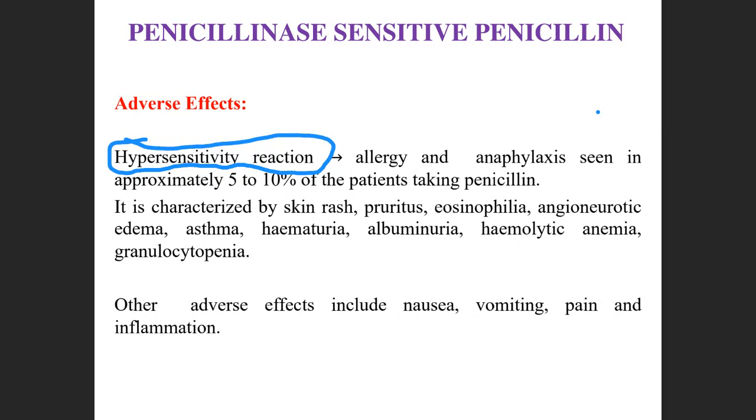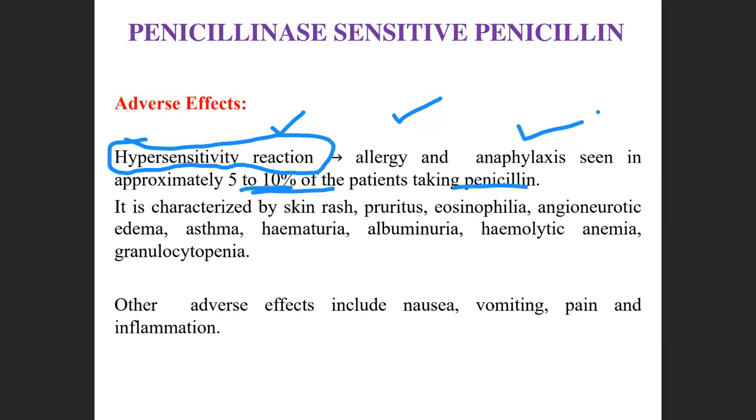A smaller dose has to be tested first, and if the patient has an allergic reaction, then penicillin should not be given. If the patient does not have any allergic reaction, then giving penicillin can be continued. This is why it is called a hypersensitivity reaction, and it is very dangerous. Anaphylaxis is seen in 5 to 10 patients per thousand taking penicillin.